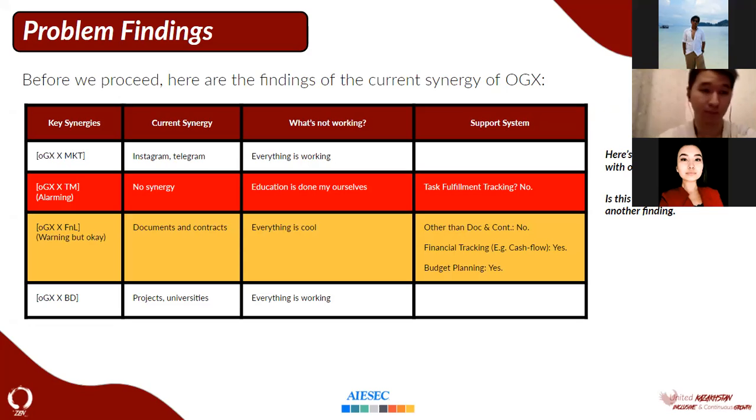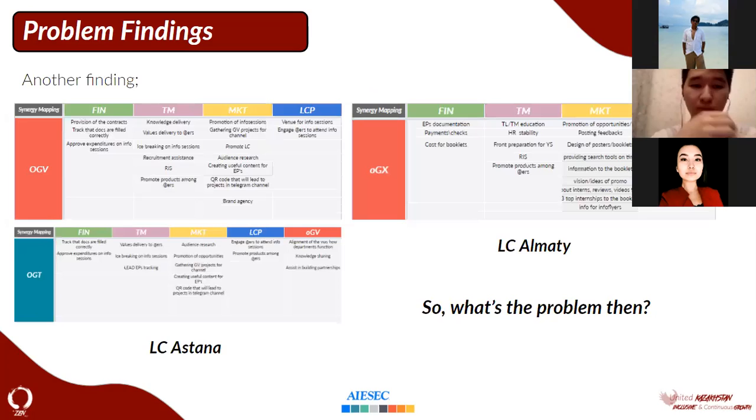And then second, for FNL, yes, I think it's quite a warning, but it's still okay in terms of measurement. Other than that, I asked about this of my LCPP, and he was quite blurry and also quite confused about what they have done. He cannot mention it off the top of his head. Another finding is based on the worksheet that I see from your planning from OGV and OGX for LC Almaty, and also OGV and OGT from LC Astana. So this is the problem that I found.